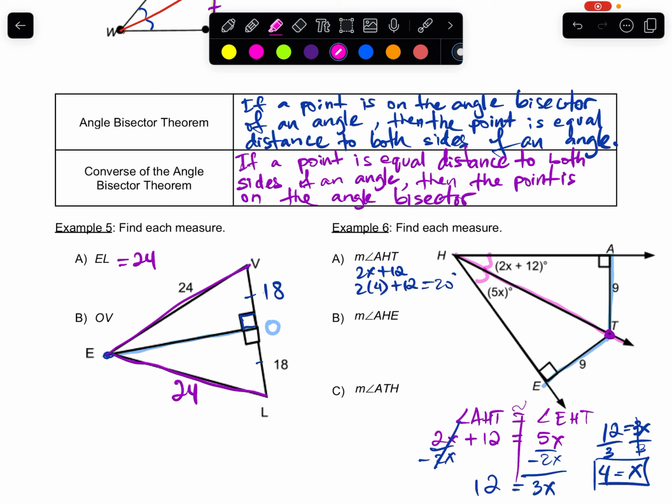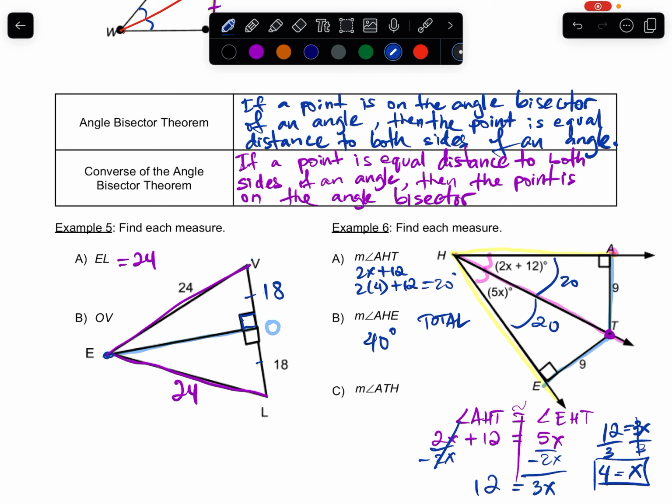Okay. Now let's look at AHE. Where is that? A is here, that's the big triangle. So AHE is the sum of these two angles. If I know that this is 20, this also must be 20. So my total angle size is 40 degrees. All right, this is the total.